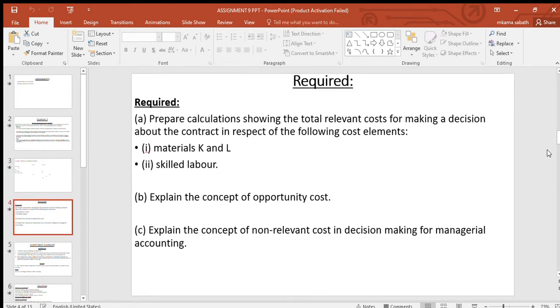So, what are we supposed to do? The required steps. First of all, A: prepare a calculation showing the total relevant cost for making decisions about the contract in respect of the following cost elements: 1. Material K and L, 2. Skilled labor. B: Explain the concept of opportunity cost. C: Explain the concept of non-relevant cost in decision making for managerial accounting.